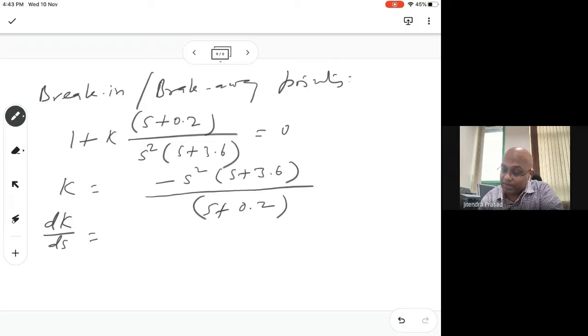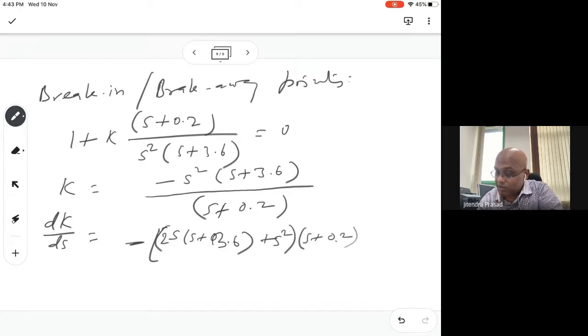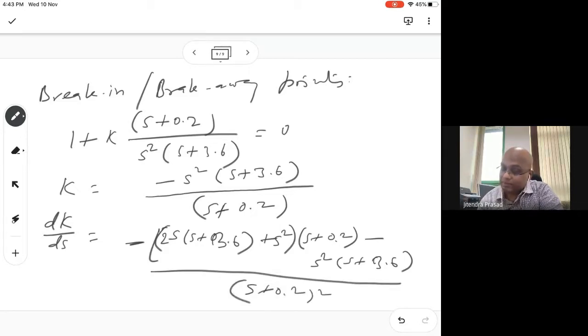So here first minus, and then we have 2s times (s plus 3.6), then we have s squared, and we have to multiply it by (s plus 0.2). Then we have minus s squared (s plus 3.6), right, and divided by (s plus 0.2) squared. Yeah, that will be equal to 0.